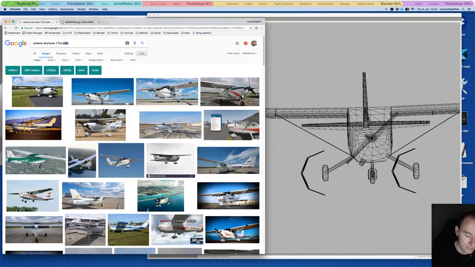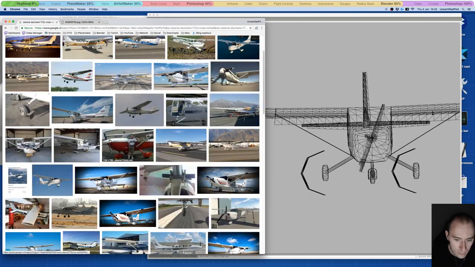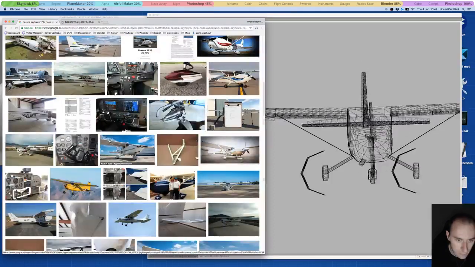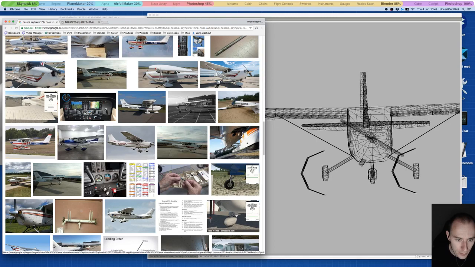Nose wheel. Yeah, but this is an entirely other wheel fairing. This might also work.